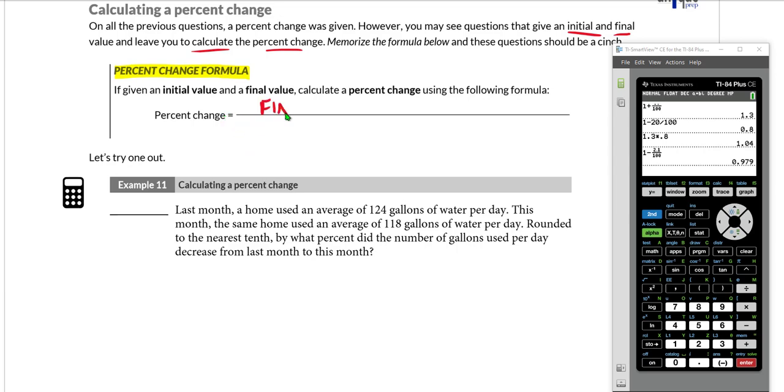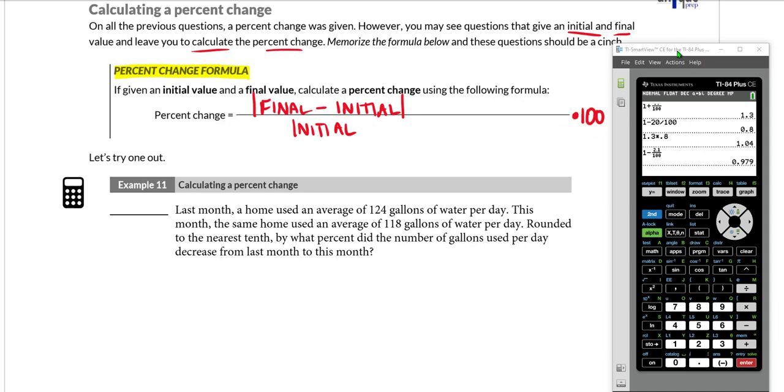It is final minus initial. And I'm going to rewrite that because that's ugly. Final minus initial, I'm going to put that in absolute value. You don't really need to worry about positives and negatives on these questions. And then what we do is we divide by the initial. What am I doing with my spelling today? Initial. And finally, we multiply by 100. I'm going to put the multiply by 100 over here. So final minus initial over initial times 100.